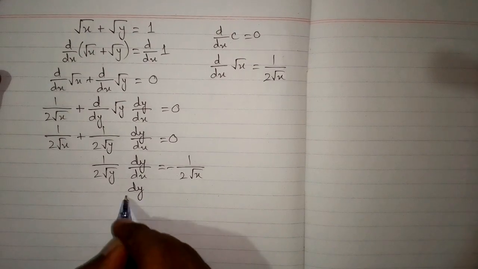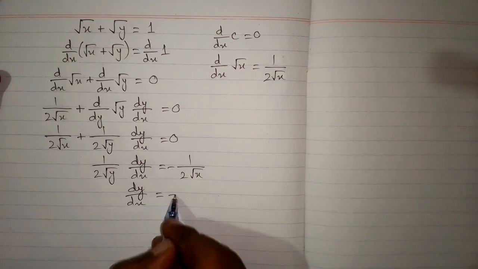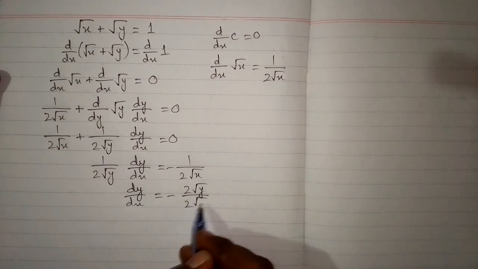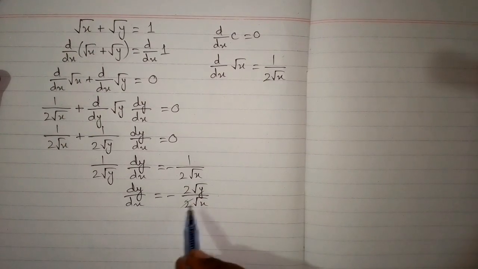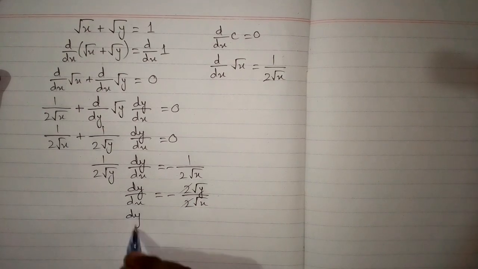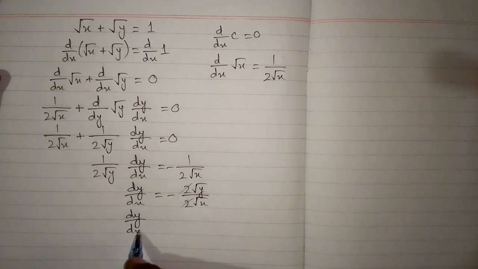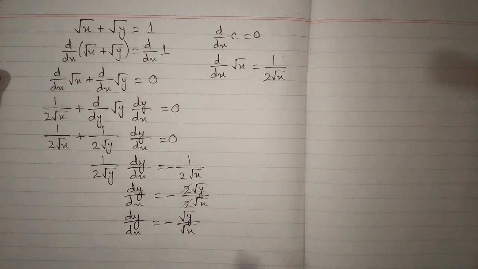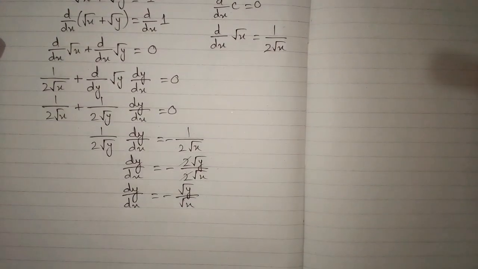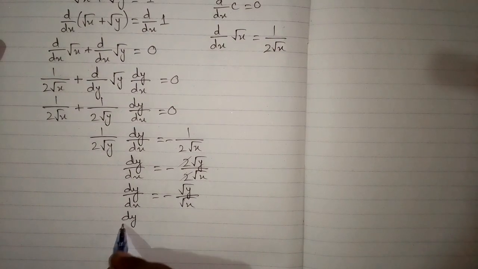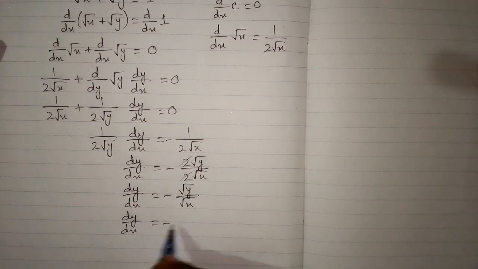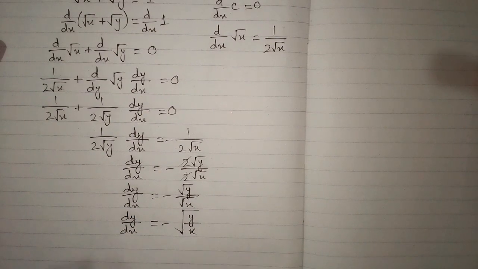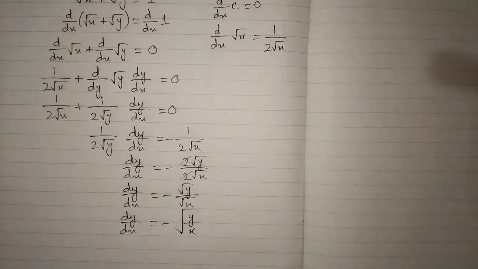cancelled out, and we have dy by dx is equal to minus 2 times the square root of y upon 2 times the square root of x. Also we can cancel this 2 by this 2, so we have dy by dx equals minus the square root of y upon square root of x, and this can be written as dy by dx equals minus square root of y upon x by rule of indices. So this is the answer.